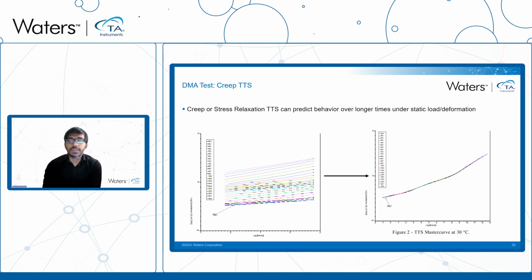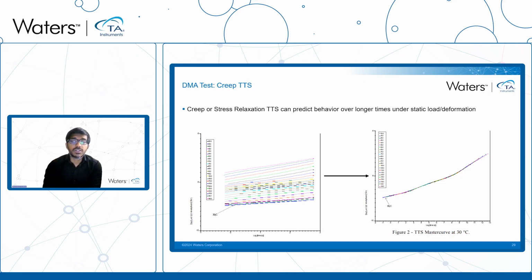In this example, the creep test was performed from 30 degrees Celsius up to 145 degrees Celsius, and then 30 degrees Celsius was selected as the reference temperature. After that, the higher temperature curves above the reference temperature are shifted to the right according to a shift factor, and the lower temperature curves below the reference temperature are shifted to the left to generate a master curve like this, which represents the material behavior at this reference temperature, which is in this example 30 degrees Celsius.